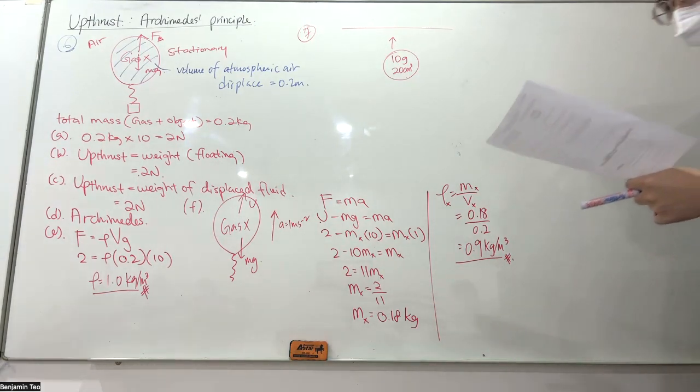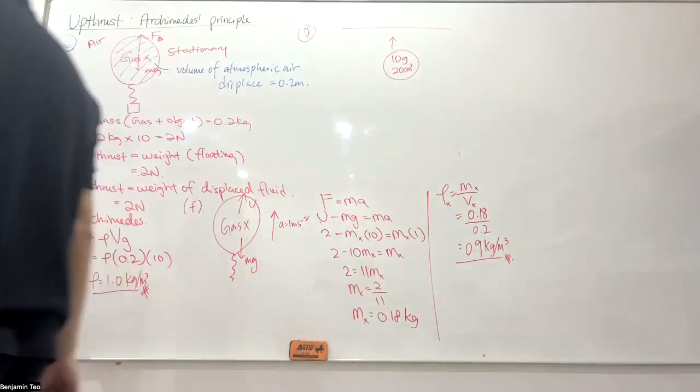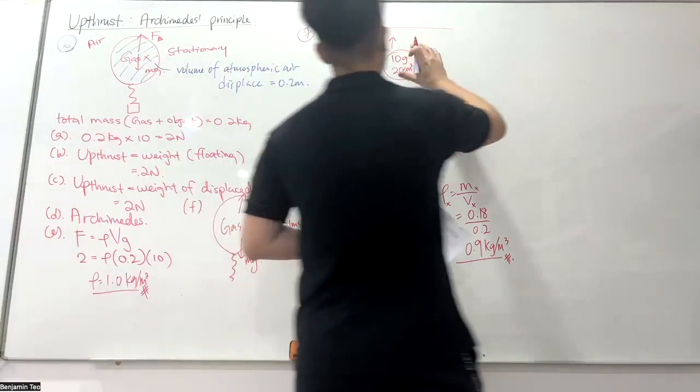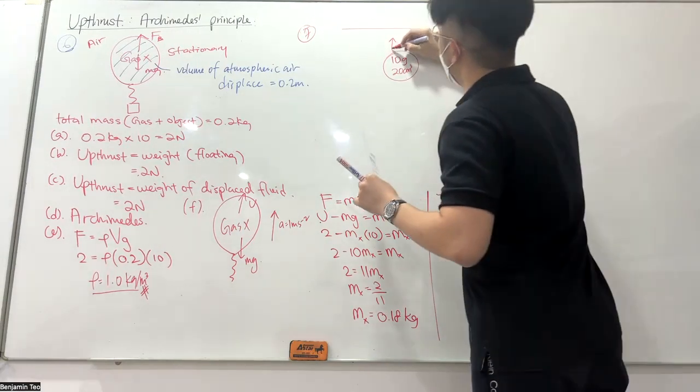Question 7, last one. A ping pong ball of mass 10 gram and volume 20 cm³ is immersed completely in water. Density given. When the ping pong ball is released underwater, it floats to the surface.